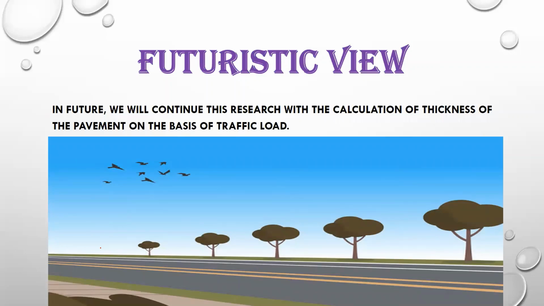In future, we will continue this research with the calculation of the thickness of the pavement on the basis of traffic load. And we can do one more thing. We can use different materials in the soil to improve its properties if it is not properly graded, but it is well graded, so there is no need for it. So in the future, we can take poorly graded soil and try to improve its strength by using different materials, by using different stabilization.